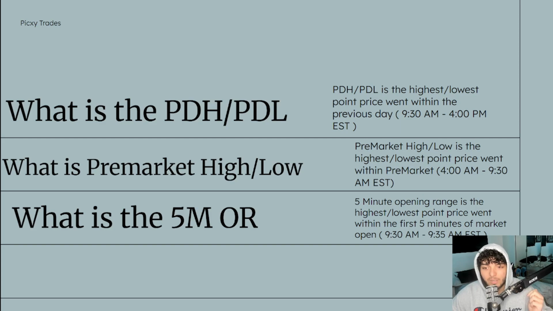And what is my 5-minute opening range? Well, my 5-minute opening range is simply the first 5 minutes of market open. So market opens at 9:30 a.m. Eastern. So you simply just mark out the high and the low of that first 5-minute candle, giving you the time range from 9:30 a.m. to 9:35 a.m. Eastern time. You just simply mark out the high and low of that.